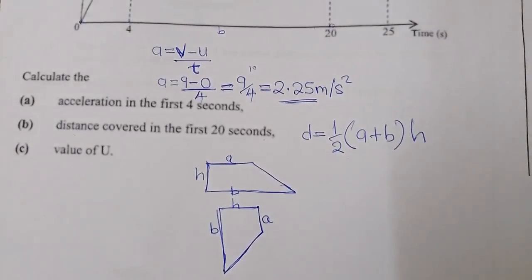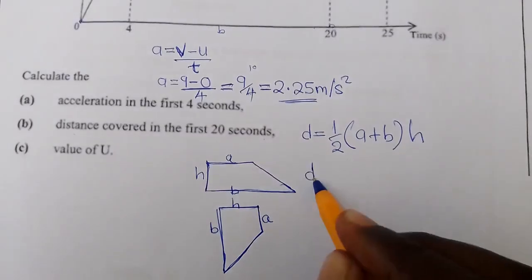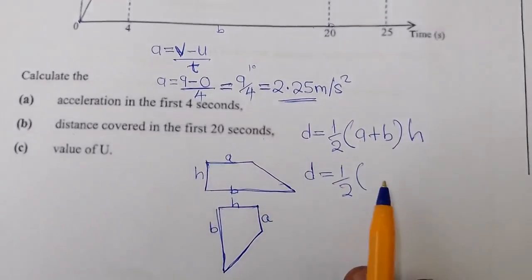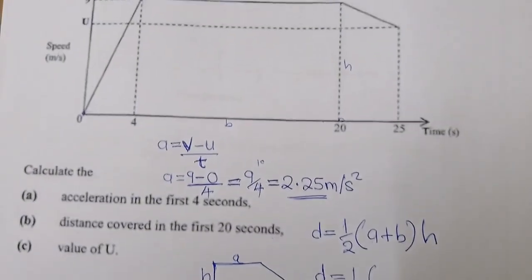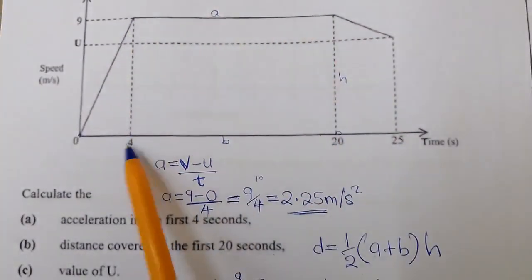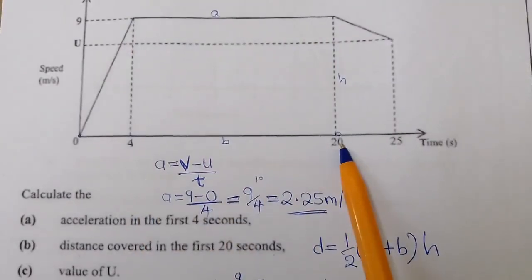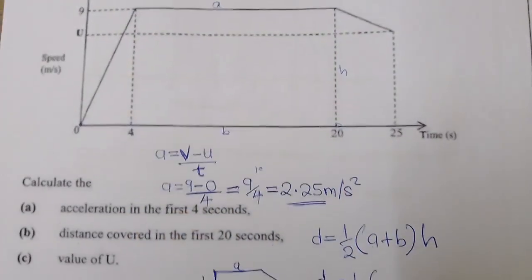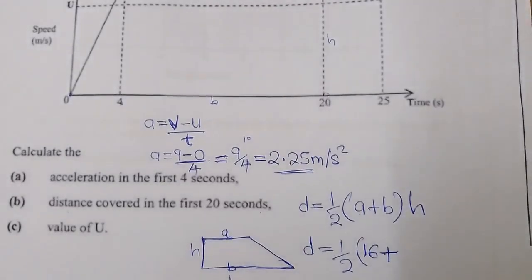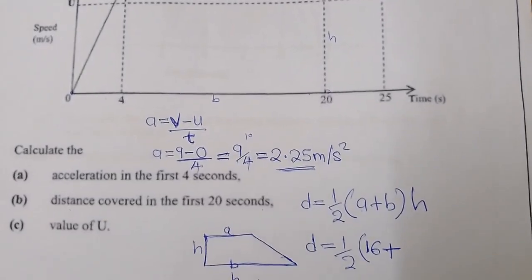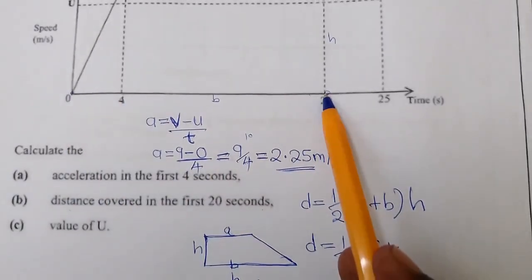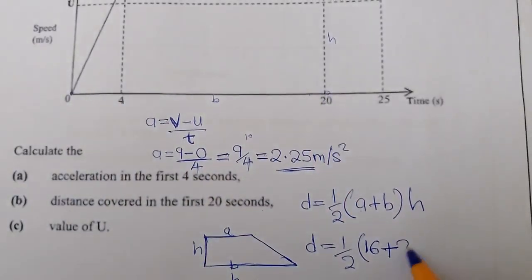We are going to say distance is equal to half, like this. Then what is your A? From here to there, this is our A. So what's the difference? 20 minus 4, it is 16. So you put your 16 there. You say plus. Plus what? You follow the same procedures that we are doing. Plus B from here to there. This is 20. So you say plus 20.